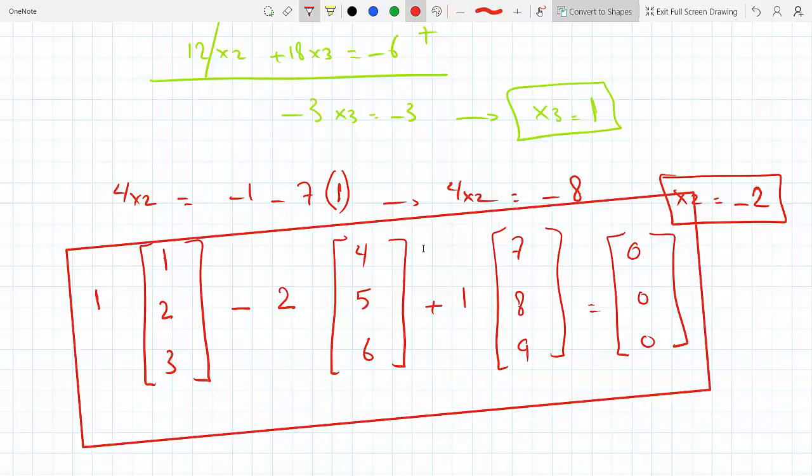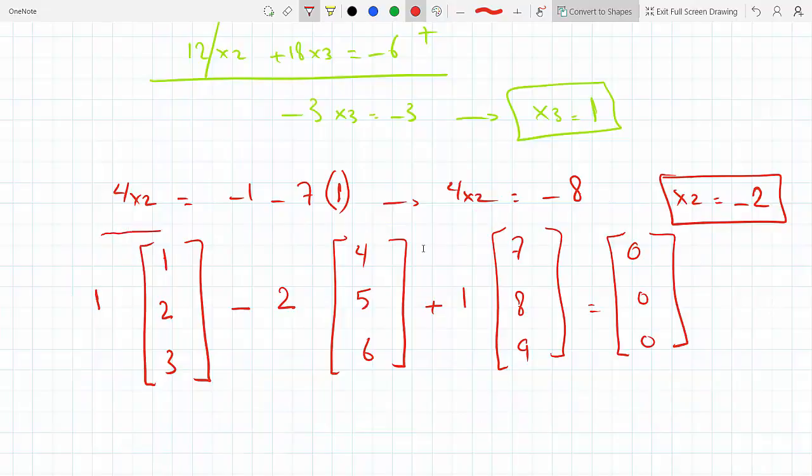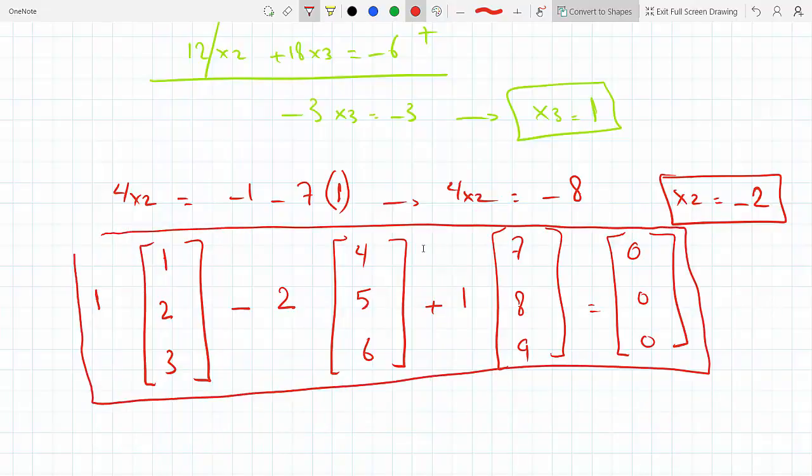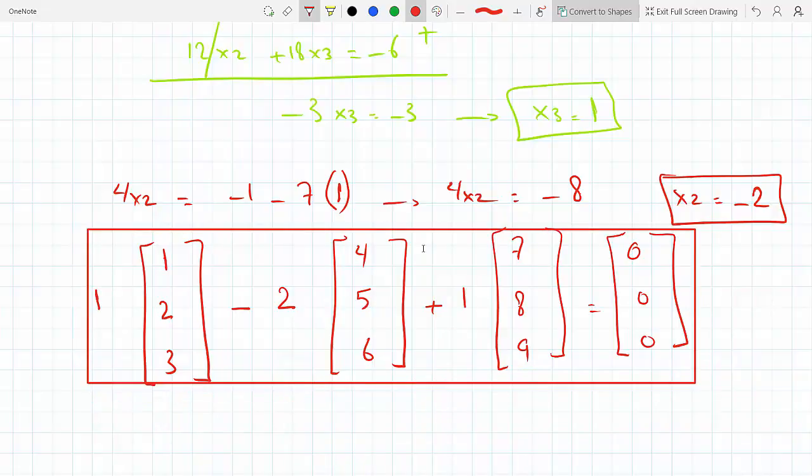Of course, there's an infinite amount of combinations according to what we've just been through, since the system is dependent. Meaning every time I assign a value for either one of the variables, I could find the others. So the vectors are dependent, that's what we determined here, and they do lie in the plane.